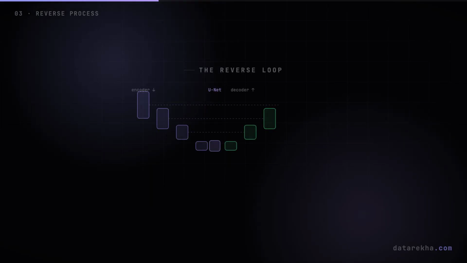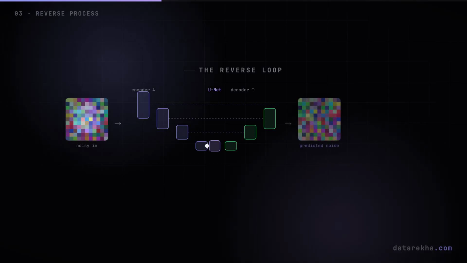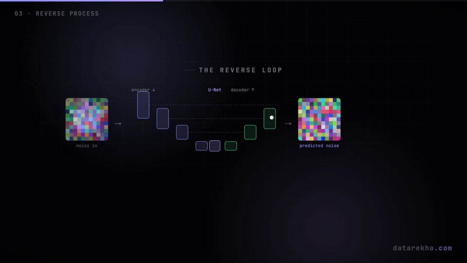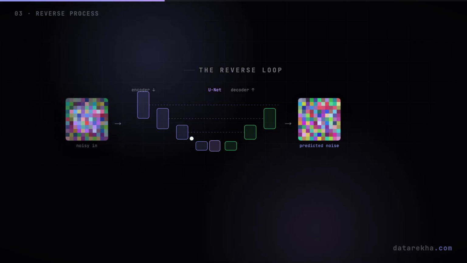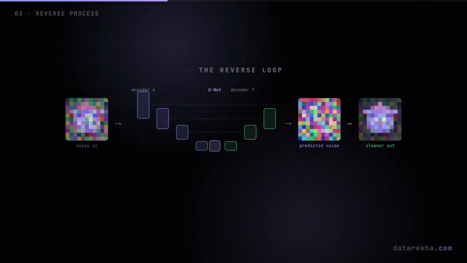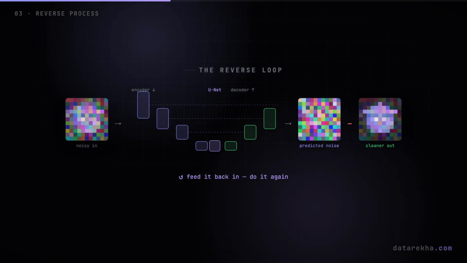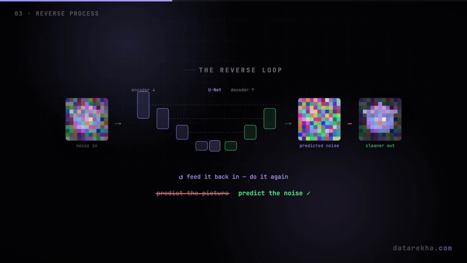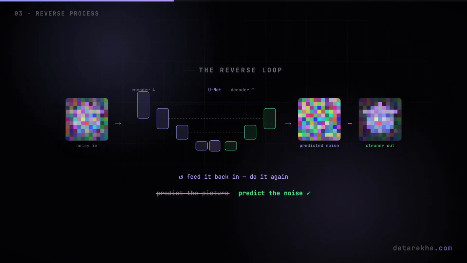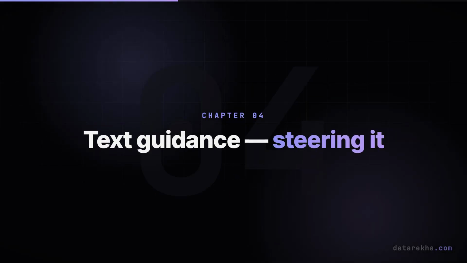Follow the loop. A noisy image goes in. The network, usually a UNet, a U-shaped network, and increasingly a transformer, predicts the noise it sees. We subtract that prediction, and out comes a slightly cleaner image. Feed it back in and do it again. The model never predicts the picture directly. It only ever predicts the noise to remove. That's the whole trick.